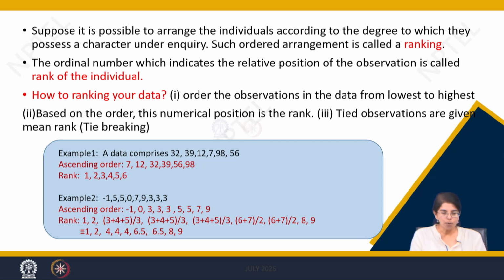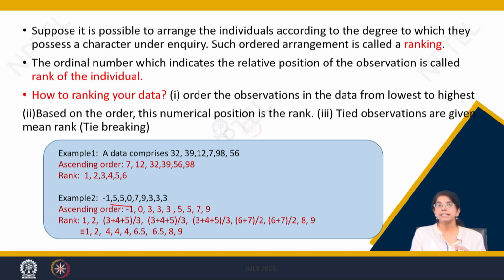Let us have one more example. Now for this example, you will see repetition. 5 is being repeated. Clear? So the data is -1, 5, 5, 0, 7, 9, 3, 3, 3. So 3, 3, 3 are the repeated observations, so we say a tie occurs: a tie of length 2 for 5, and a tie of length 3 for 3. When you arrange these observations in ascending order, it's very easy: -1, 0, 3, 3, 3, 5, 5, 7 and 9.